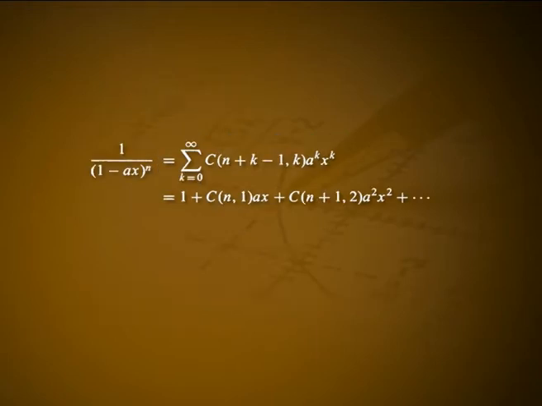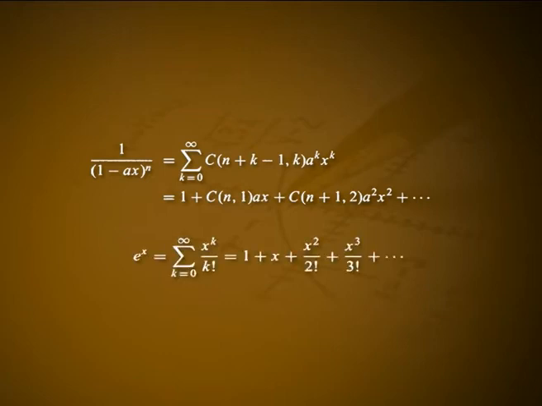1 by (1 minus ax) all raised to n is equal to summation k equal to 0 to infinity C(n plus k minus 1, k) a raised to k x raised to k, that is equal to 1 plus C(n, 1) ax plus C(n plus 1, 2) a square x square plus etc.